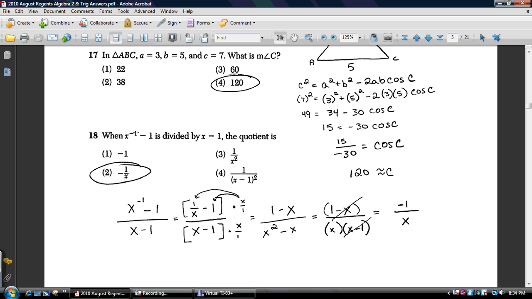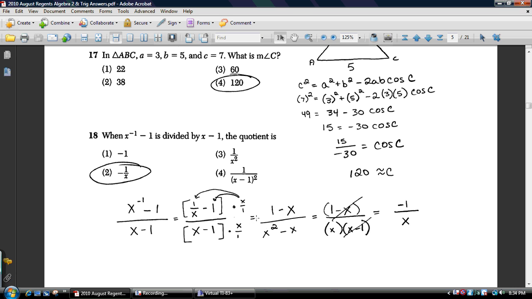When x to the negative 1 minus 1 is divided by x to the minus 1, the quotient is... So x to the negative 1 is 1 over x. And basically what you have to do is I'm going to try and simplify this down. So I'm going to multiply top and bottom by something that will clear the denominators. Well, this is the only one that has a denominator. So I'm multiplying by x over 1 on the top, and I'm multiplying by x over 1 on the bottom.